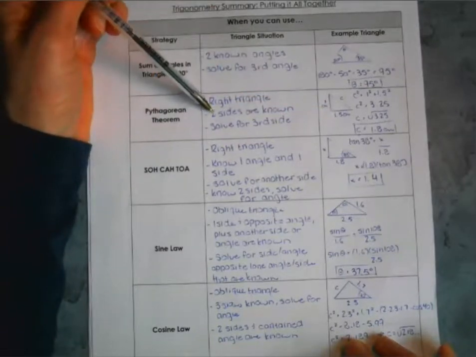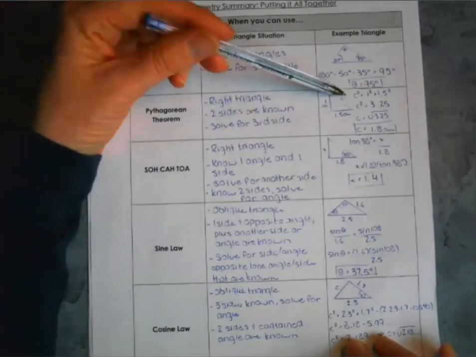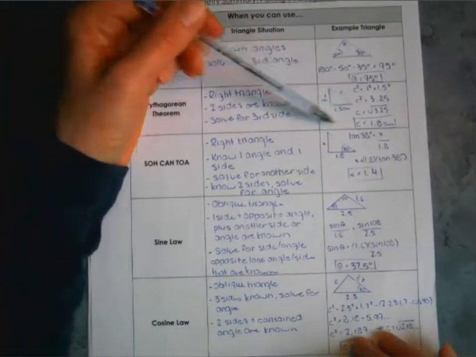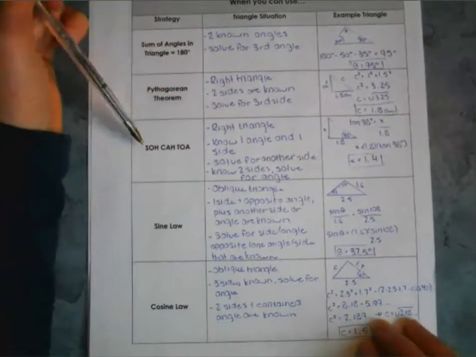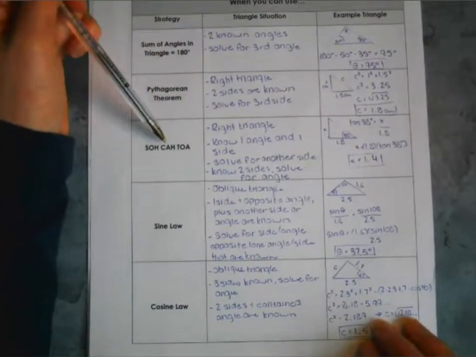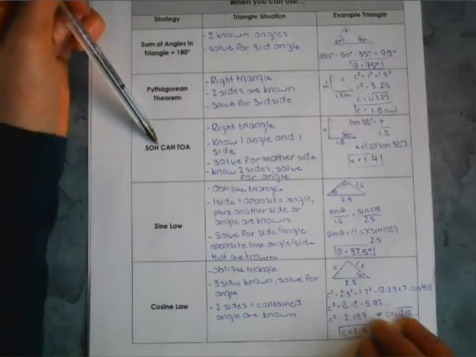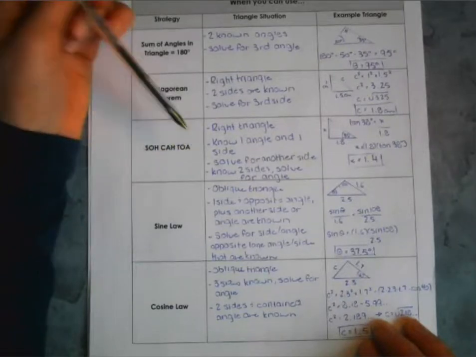You also need to know two sides, and you're just looking for the third side. So that's the only time you can use Pythagorean theorem. And there's an example here. What about SOHCAHTOA? So this is basically using sine, cosine, and tan as being equal to opposite over hypotenuse, adjacent over hypotenuse, or opposite over adjacent.